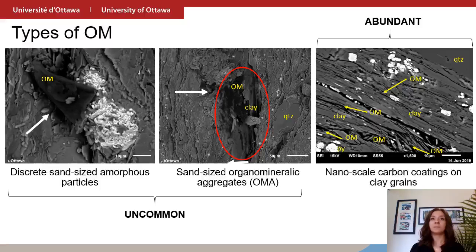The organic matter within these facies can be grouped into 3 types: discrete sand-sized grains, sand-sized organomineralic aggregates, or OMA, and nanoscale coatings around clay grains. The first 2 types are relatively uncommon, whereas the last type is quite abundant and constitutes most of the organic content in OM-rich sandstones and almost all of the organic content in OM-rich mudstones.